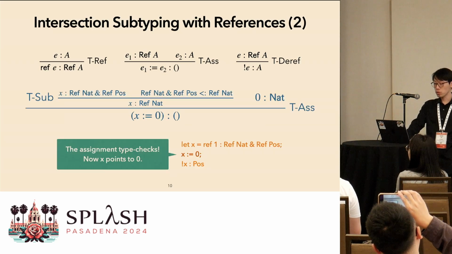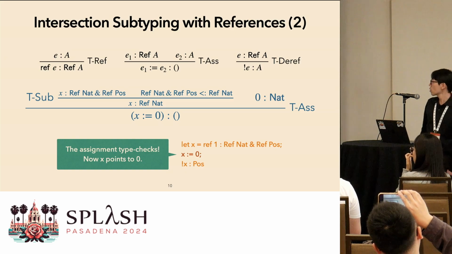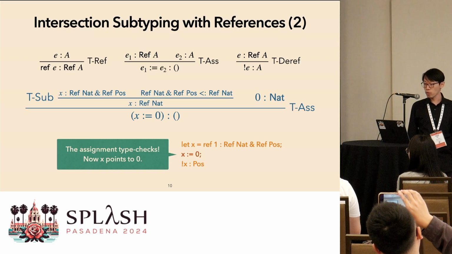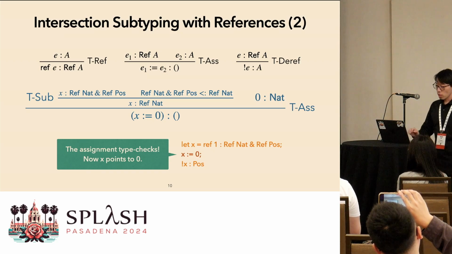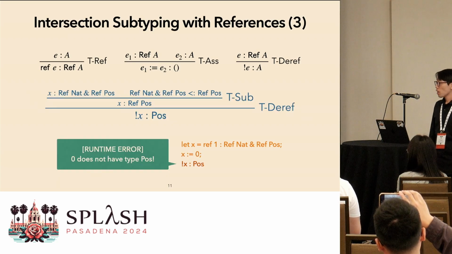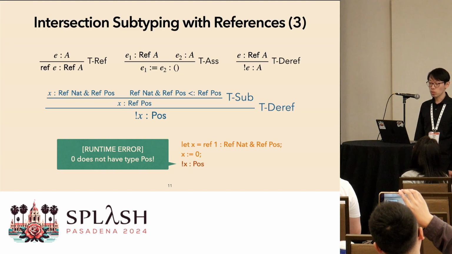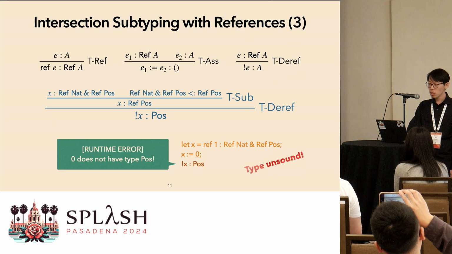So far, so good. But if you want to do assignments, it works, because you can take the left half of that intersection type here, and you can assign 0 into that reference cell. And oops, at the last line, you want to use 0 as a positive number, but it's not. So you may encounter a runtime error. In other words, it's type unsound.